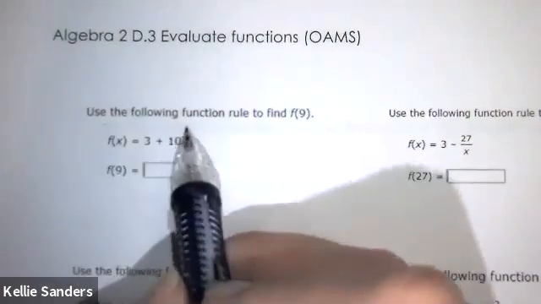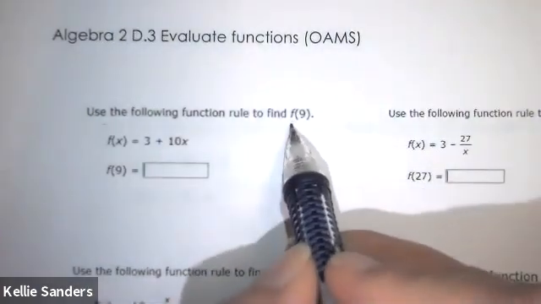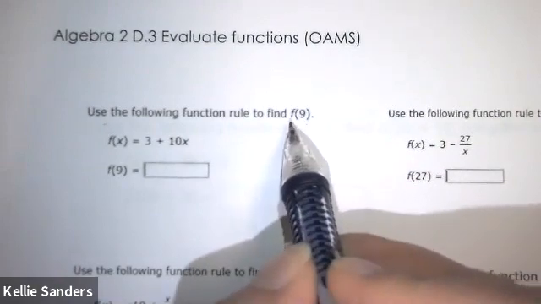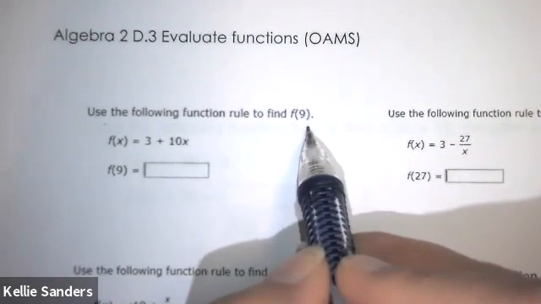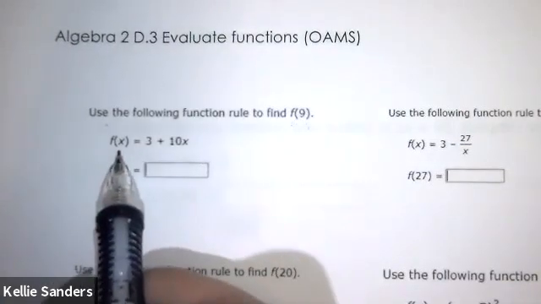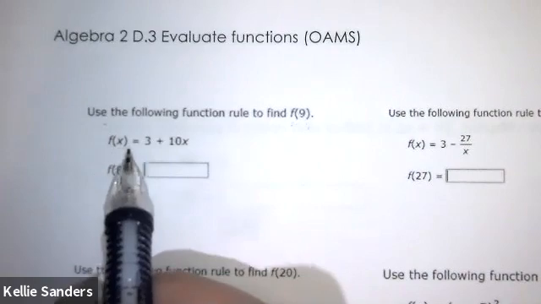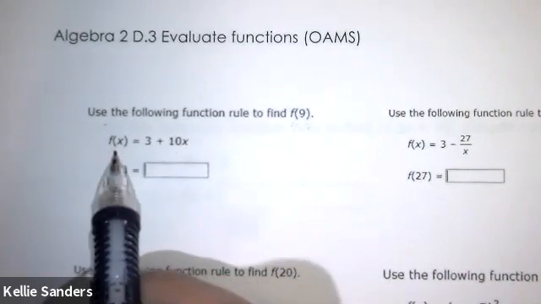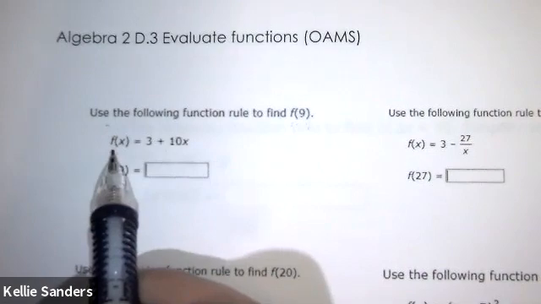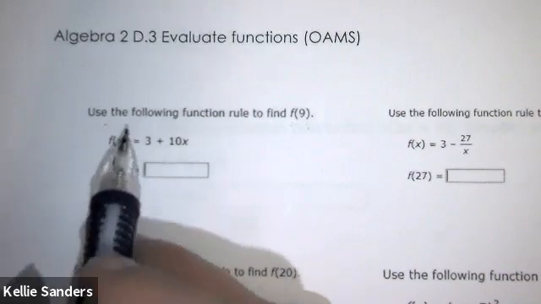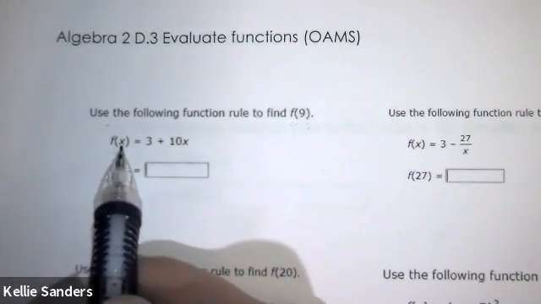Okay, it says use the following function rule to find, this is pronounced f of 9. If this is pronounced f of 9, then this is pronounced f of x. And f of x equals 3 plus 10x. If this is pronounced f of x, and this is pronounced f of 9, what replaced the x?